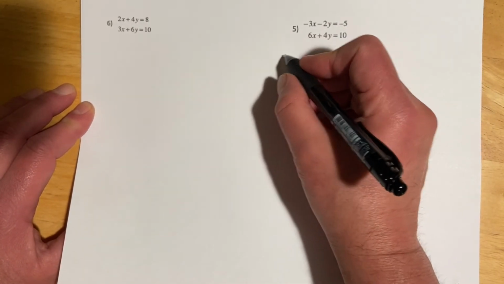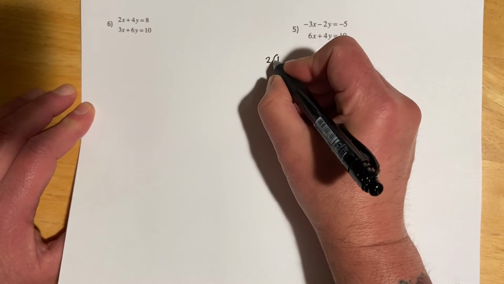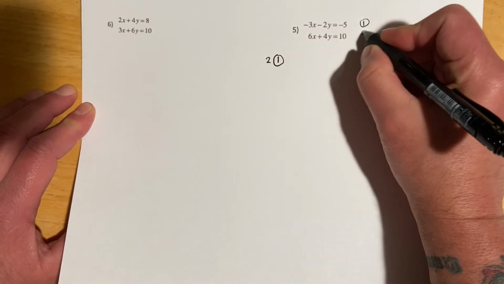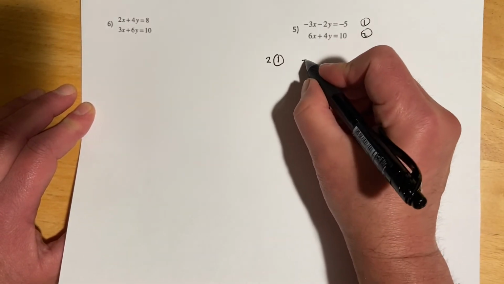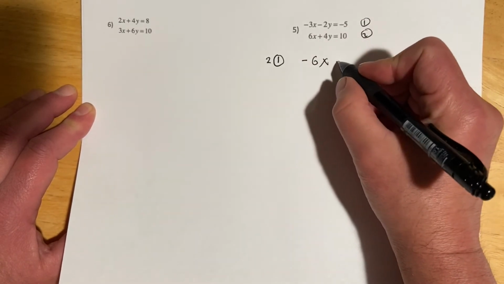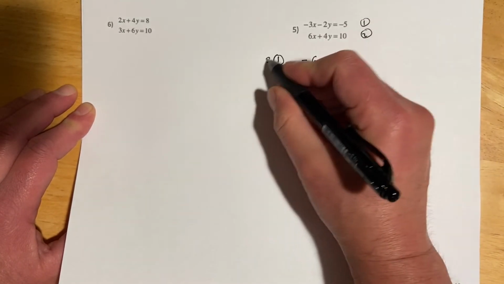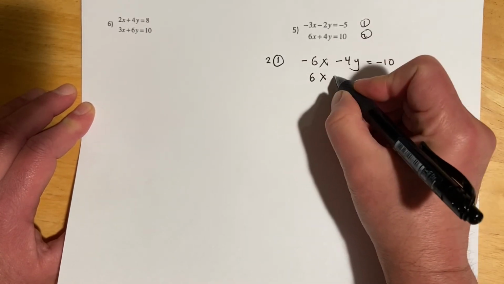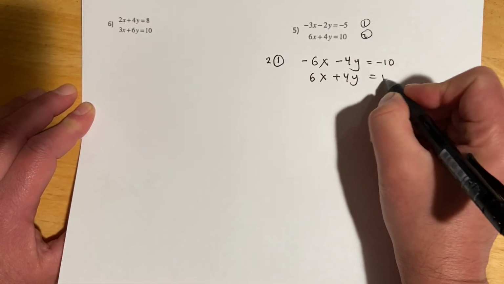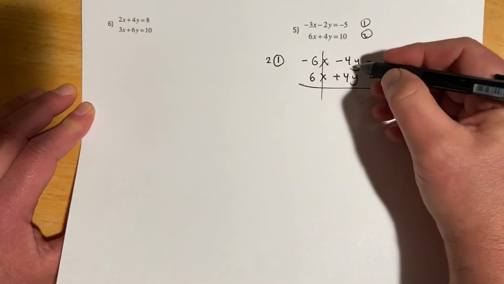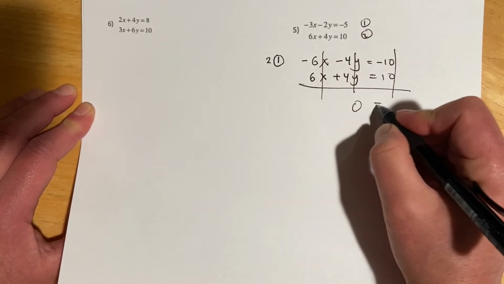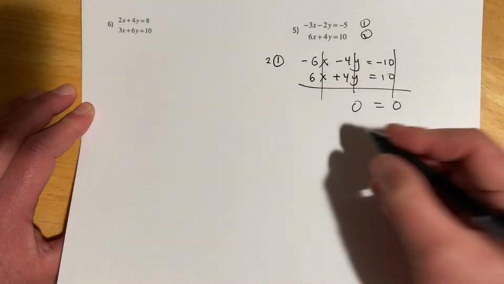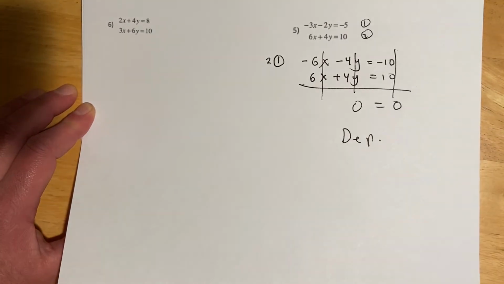So if I go 2 times equation 1, so again, that's my equation 1 and my equation 2, I would have -6x, 2 times 2 would be -4y, and then -10. And 6x plus 4y equals 10. And then check it out, right? Everything just cancels out. So there's our 0 equals 0, so this would be a dependent one.